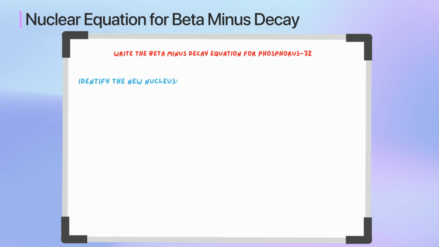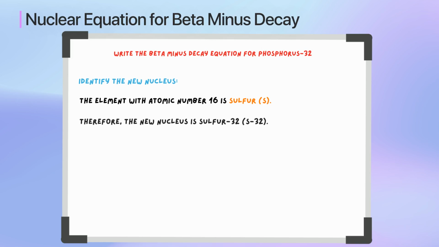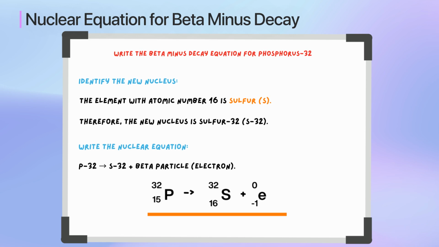Now we can identify the new nucleus. The element with an atomic number of 16 is sulfur. Therefore, the new nucleus is sulfur-32. When we write this as a nuclear equation, it's P-32 becomes S-32 plus a beta particle.